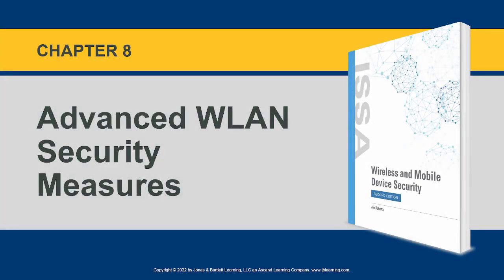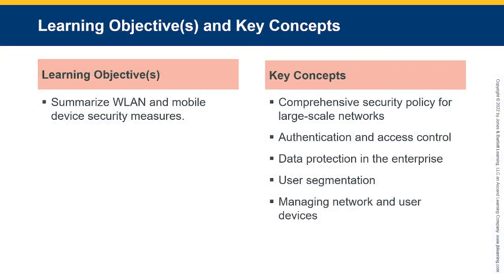Welcome to Wireless and IoT Security. In this chapter, we talk about advanced WLAN security measures. In chapter 7, we took the basic security measures. This chapter covers a comprehensive security policy for large-scale networks, authentication access control, data protection in the enterprise, user segmentation, managing network and user devices.